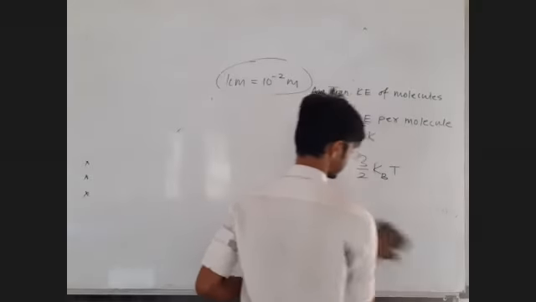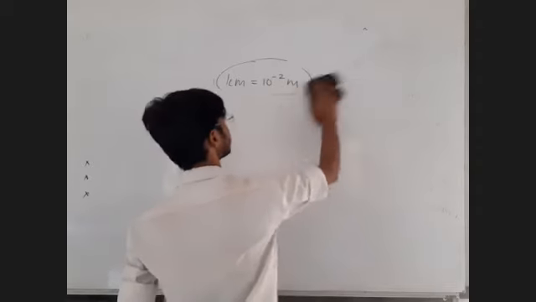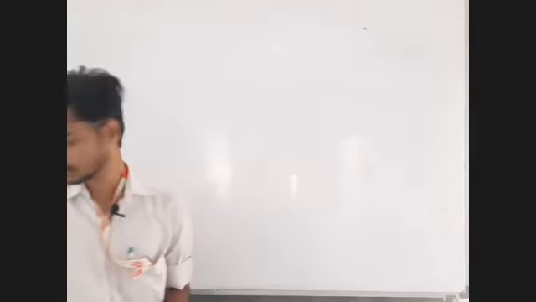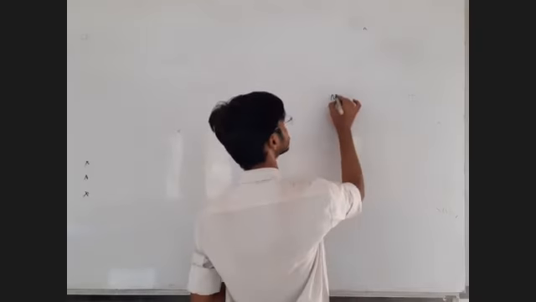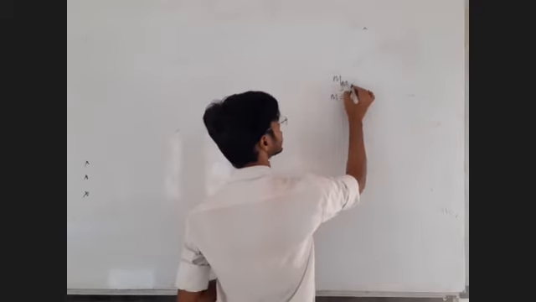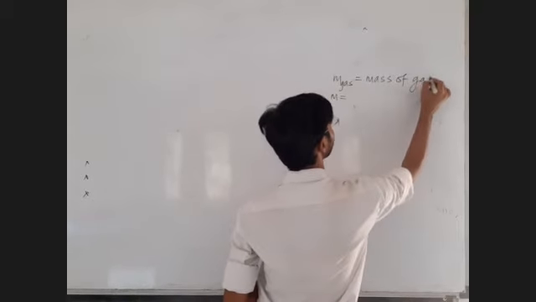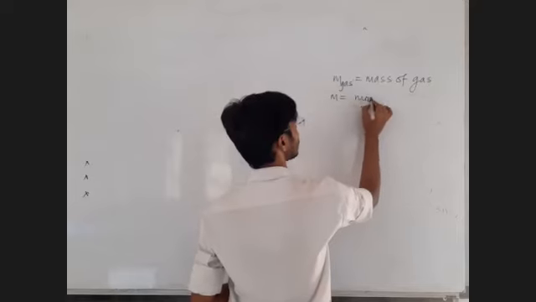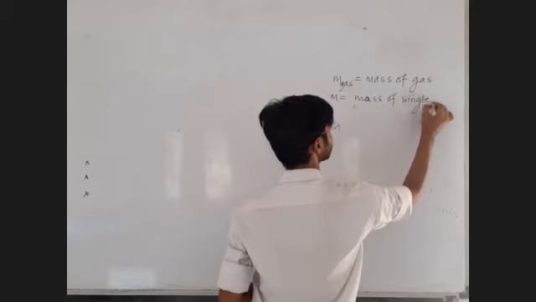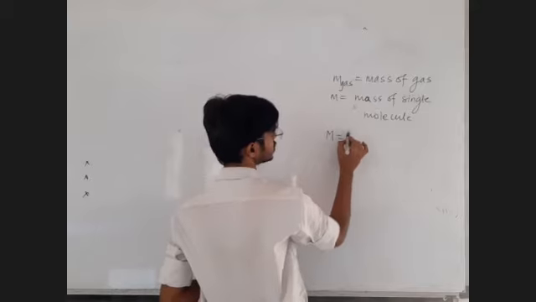Capital M is the molar mass. It is the mass of 1 mole, the mass of molecules equal to Avogadro number in count. Now we are given the mass of a single smoke particle, so we shall write small m. Try to understand the conventions. When I write m gas, it is the mass of gas. When I write small m, it is the mass of a single molecule. Capital M is the molar mass.